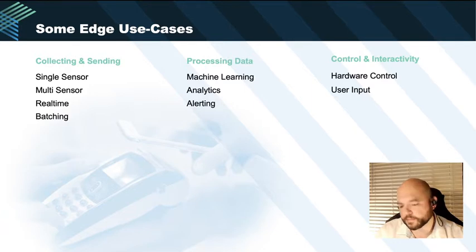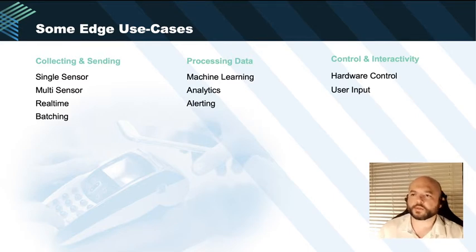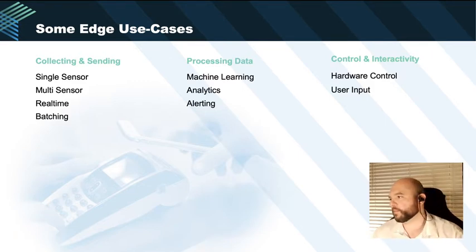We could also be processing data: machine learning, analytics, alerting. Right? We could be doing real work, which requires processing power. And we might be controlling some hardware, maybe a press in a factory or LED lights on a sign, and handling user input more like a kiosk, where we're taking credit card data or taking in a person's name or an email address. So all those have really different considerations that we have to think about.